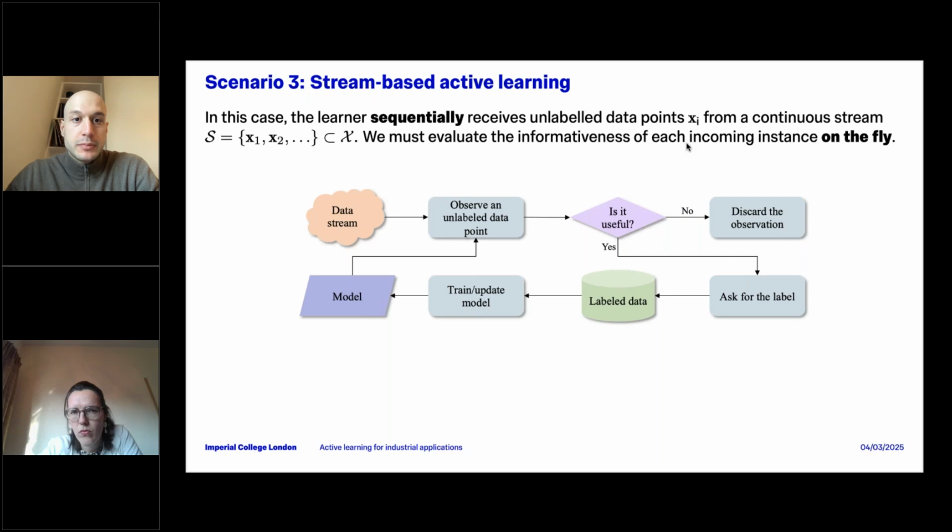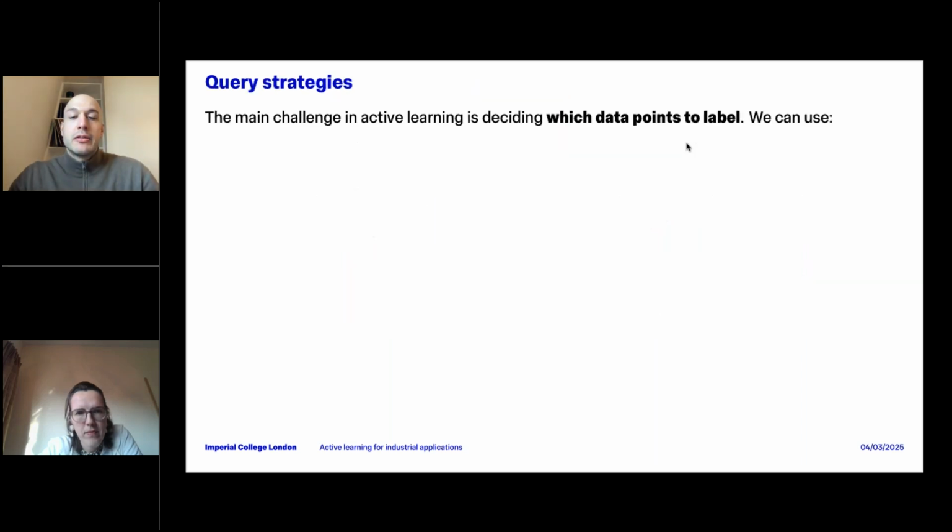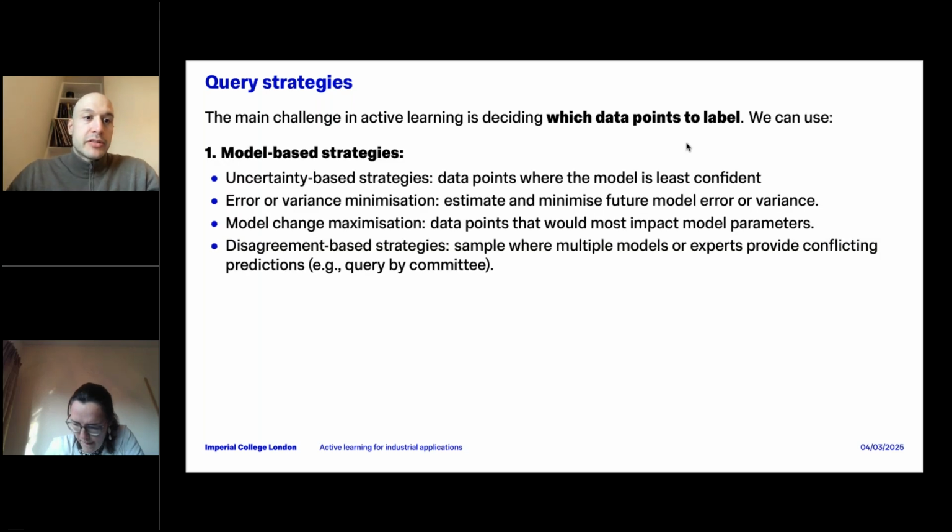So in each of these 3 scenarios, we might wonder, how do we decide whether a data point or an instance is worth being labeled? We can use different kinds of strategies for that. The most commonly encountered one is the model-based strategy.